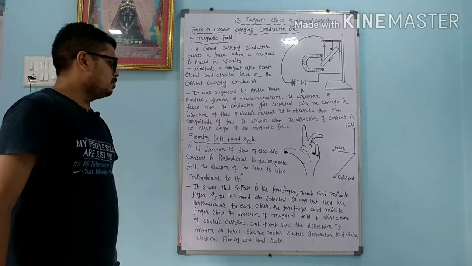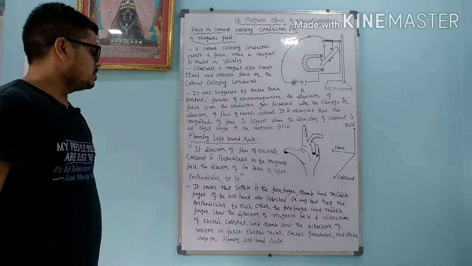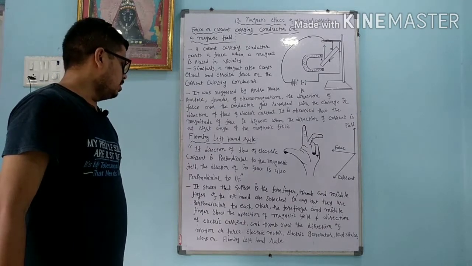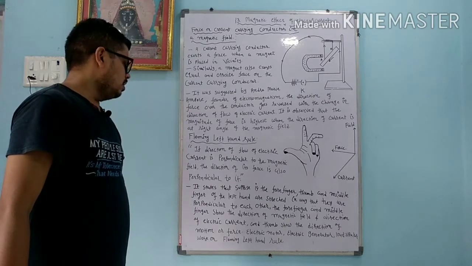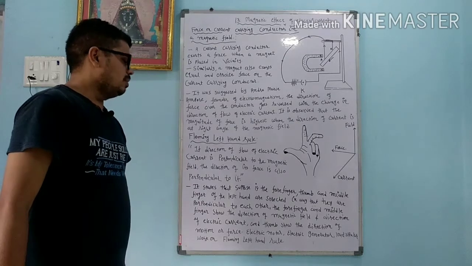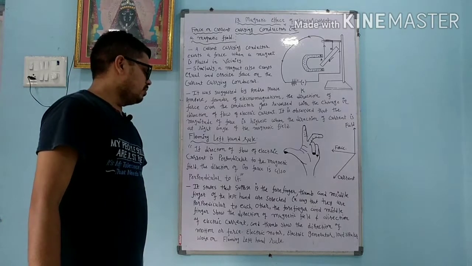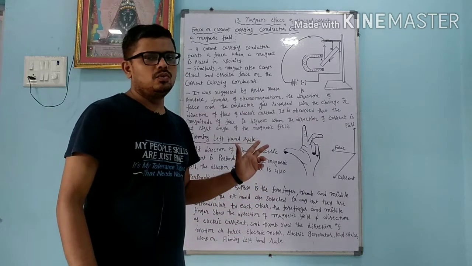It states that if the forefinger, thumb and middle finger of the left hand are stretched in a way that they are perpendicular to each other, the forefinger and middle finger show the direction of magnetic field and direction of electric current, and the thumb shows the direction of motion of the force. Electric motor, electric generator and loudspeaker work on Fleming's left hand rule. So many appliances are working on Fleming's left hand rule.